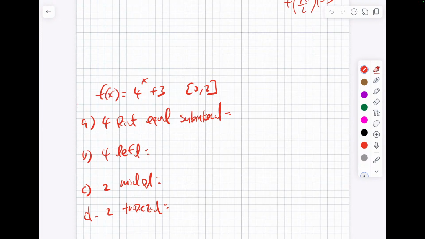Would we be allowed a calculator on this? You don't need a calculator. Well, for something like this, you do need to know what's 4 to the 1/2 power, 4 to the 1 power. The only one is 4 to the 3/2 power, which you know what to do.